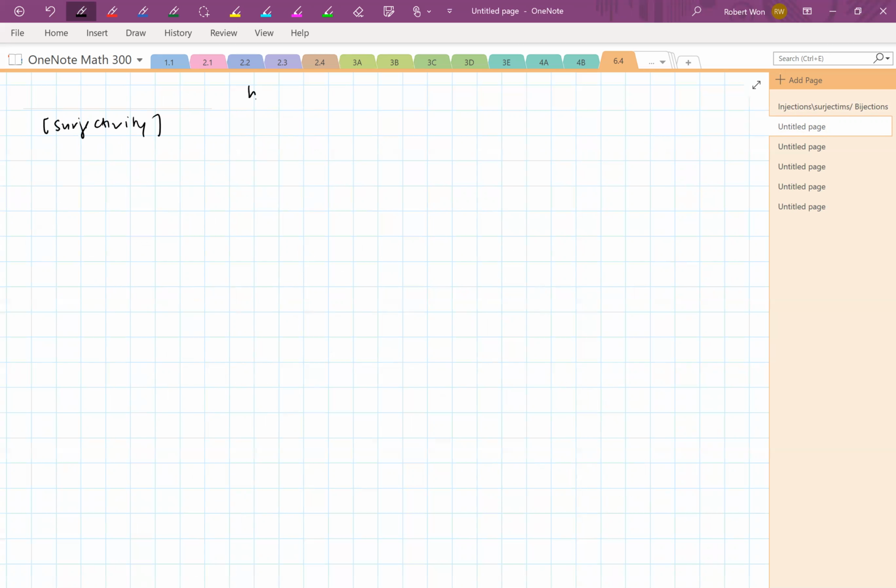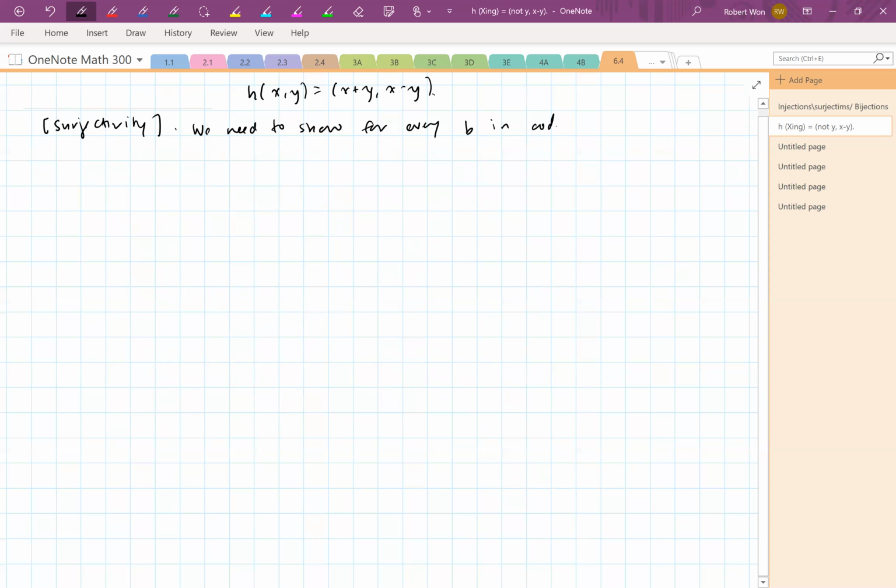Okay, let me just remind myself that h of (x, y) equals (x plus y, x minus y). So what does it mean to be surjective? We need to show for every b in the codomain that there exists an a in the domain such that h of a equals b, right? We need to show that everything in the codomain actually gets hit by something.